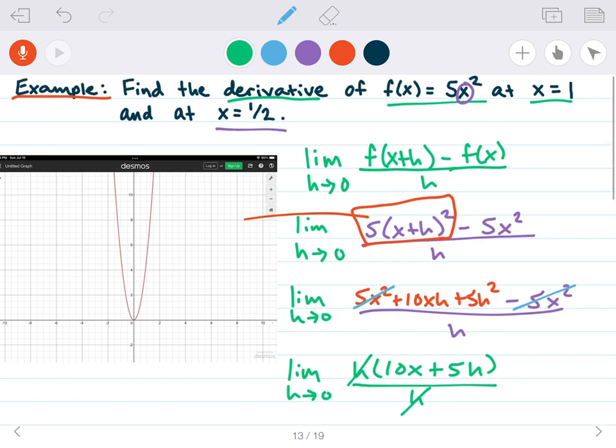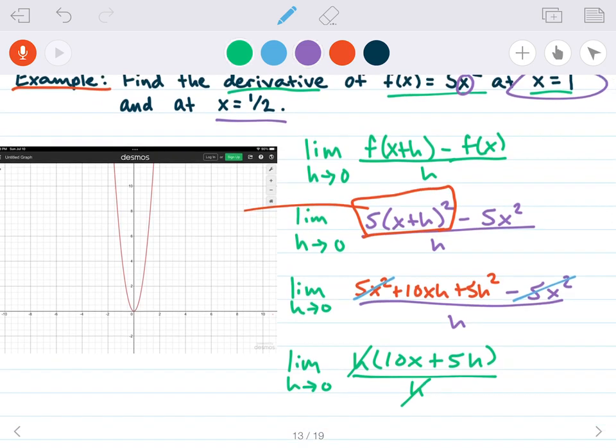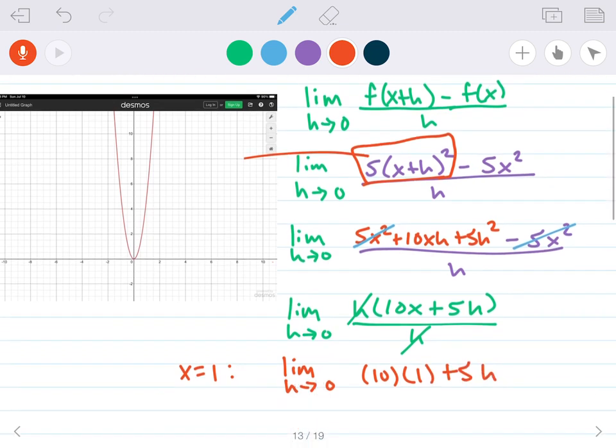Now, I am trying to figure out the derivative at x equals 1. I could have plugged in 1 from the get-go, but you can do it at the end too. It's no problem. So if I plug in 1 for x, x equals 1, I get the limit as h goes to 0 of 10 times 1 plus 5h. Of course, 10 times 1 is 10.